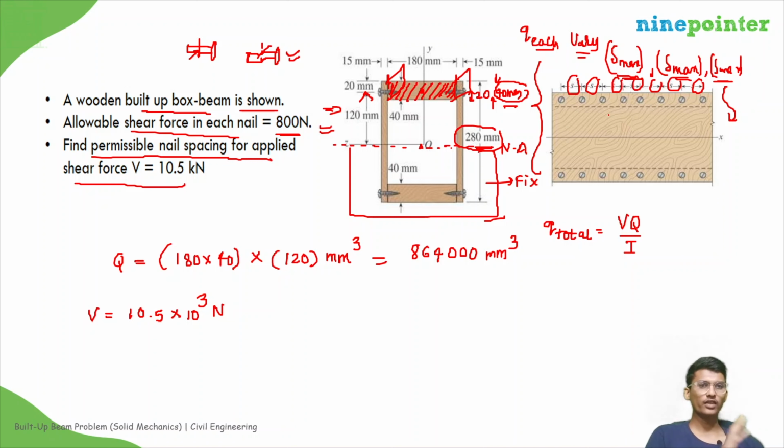So that is the reason why we generally calculate for maximum shear. For maximum shear, we get some value of maximum spacing that can be provided for that shear. But that will be the minimum of all the maximums of all the shears that exist in the beam. Okay, that you need to understand.